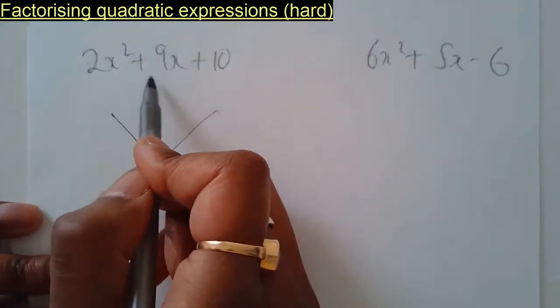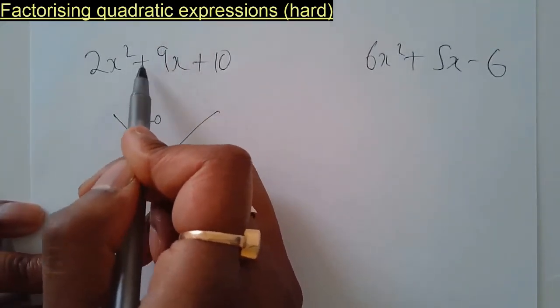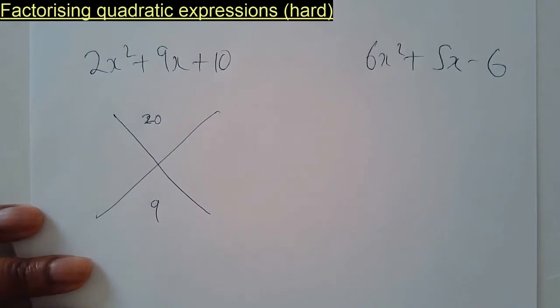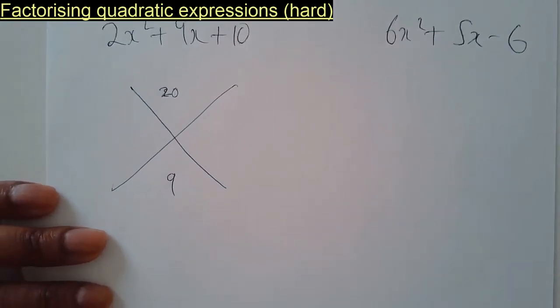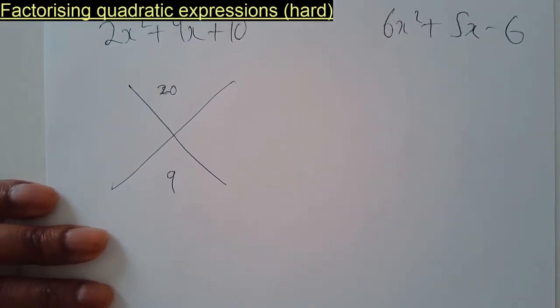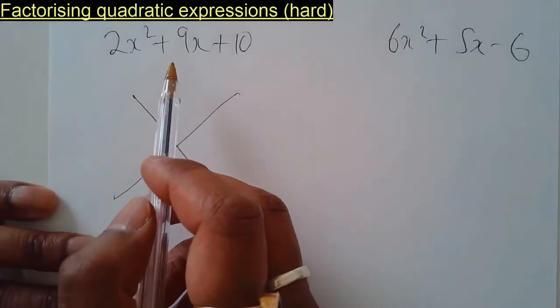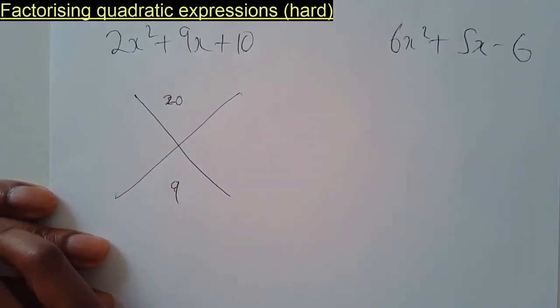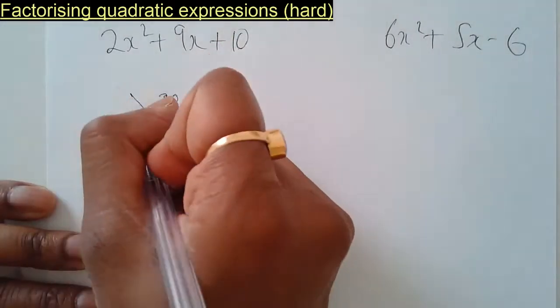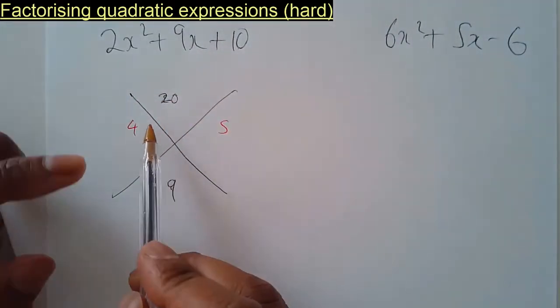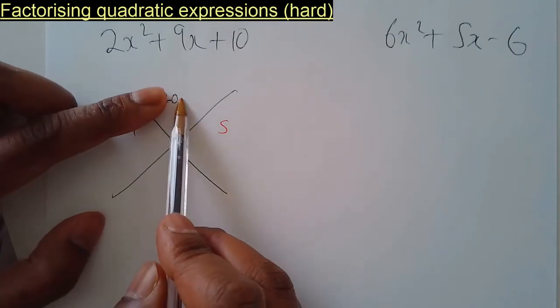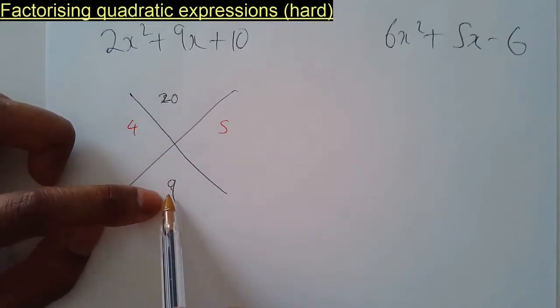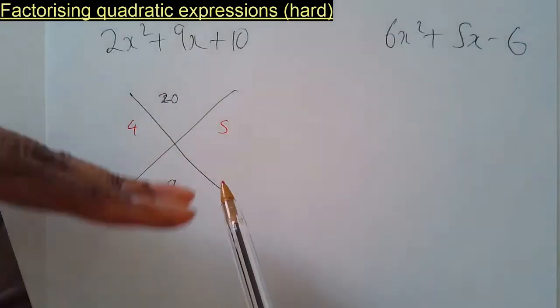Then to that middle number, the x term, the middle, that's a positive 9, put that down here. Now what two numbers multiply together to give you 20, but when added together to give you 9? It's 4 and 5. Let's see if that works. 4 times 5 is 20, but is 4 add 5 equal to 9? Yes, it works both ways.